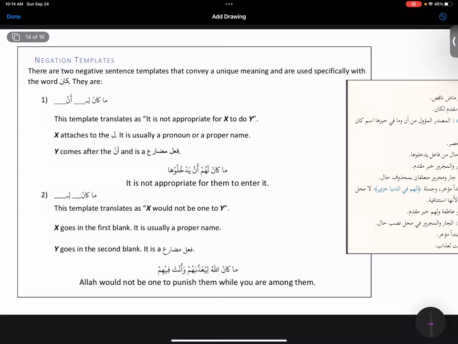So ma kana li, and after this li, we will see basically an ism, right? For example, in the next slide, we have ma kana li nabiyin. So nabiyin is one word. It could be one word after this li, or, as in the example here, it could be a master mawwal, a compound ism. That can happen. And basically this is how we say that it is not appropriate.